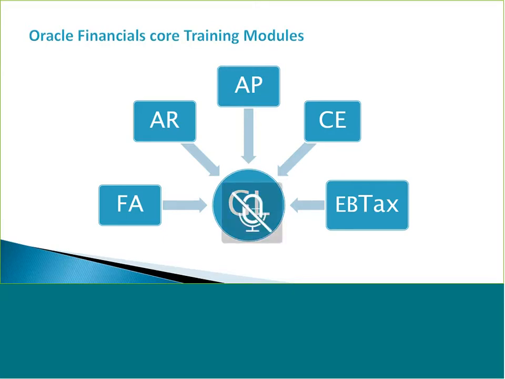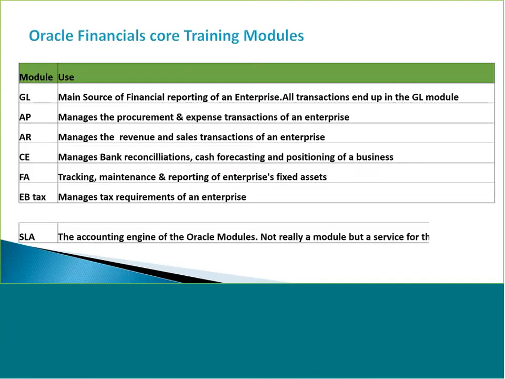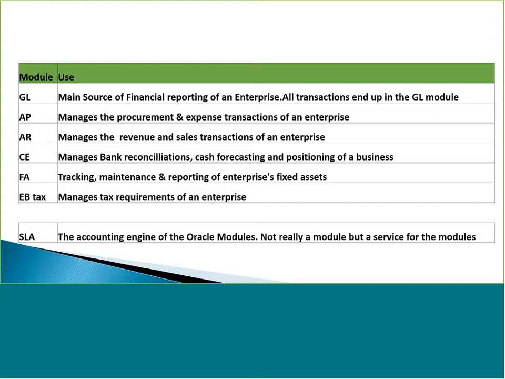Now, I will talk a little bit more about what all these modules are used for. The General Ledger, or the GL, which is the first module that you'll be trained on, is the main source of financial reporting for an enterprise. Like I said, this is the largest module that you'll be training on. It's going to take you probably around 2 months to complete training on General Ledger. All transactions end up in the General Ledger module, so it's the main module for the Oracle EBS system.